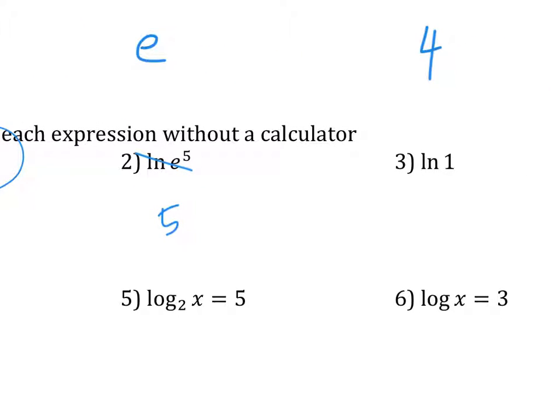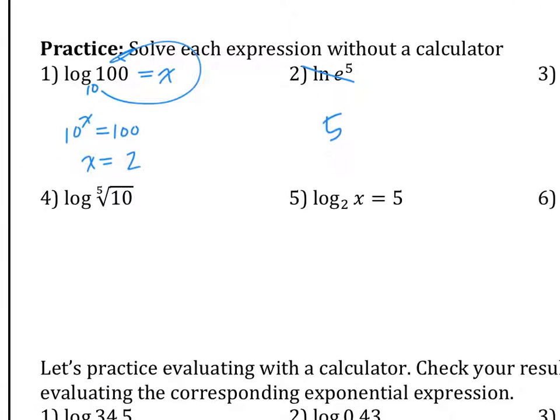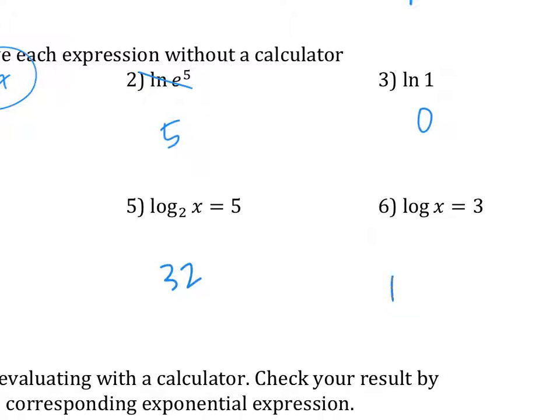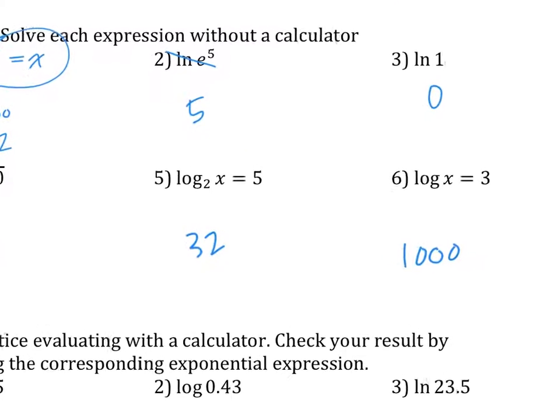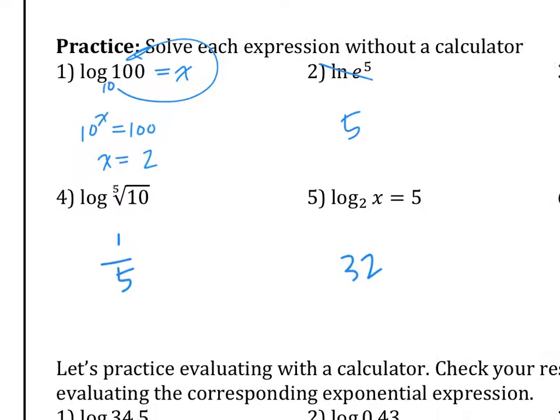Aaron, number 3. Yes, any log of 1 is 0. Number 4, Jennifer. Yes, 1 over 5. Penny, number 5, sorry. Yes. And Iris, number 6. 1,000. Arnold, yes, question. Number 4? Okay, so you have to remember how to change your exponents. 5th root of 10 is 10 to the 1/5. So log base 10 and the 10 cancels, so just 1/5.